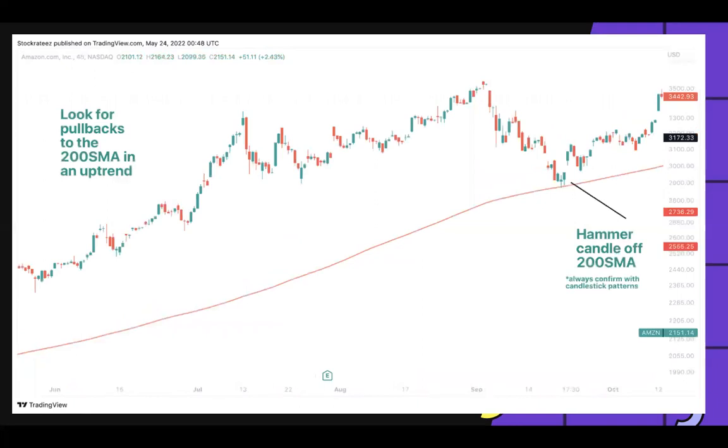So how do we use this? Remember, we said it is an area of value. When price revisits the 200 SMA, we can look for that pullback trade. In an uptrend, you want to look for pullbacks to the 200 SMA. Here we got a hammer candle off the 200 SMA, and that could have been our trigger to get us in the trade with our stop slightly below. Just like any kind of trade, you always want to confirm with candlesticks.